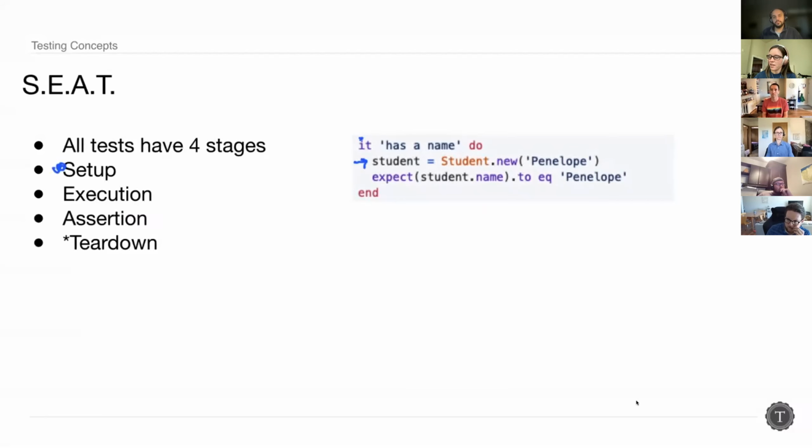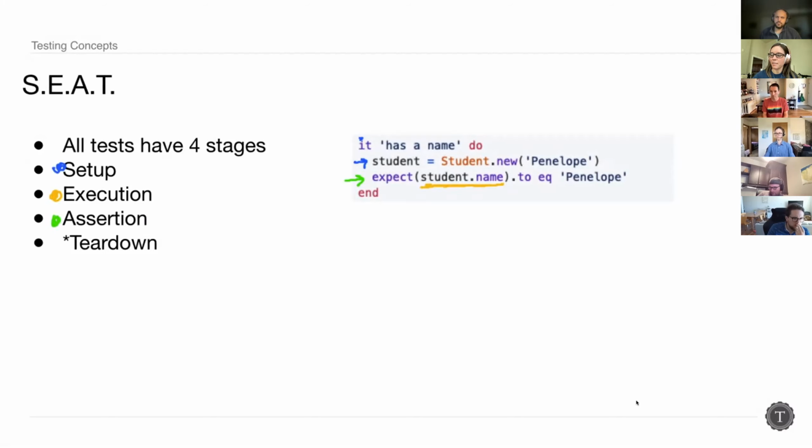We also have some execution, and the execution is running the method that you're testing. So the execution piece is right here. The method I'm testing is the name method, and I'm executing it when I call student.name. The assertion is the confirmation that that method is working as I expect. So the assertion is this whole expect line.